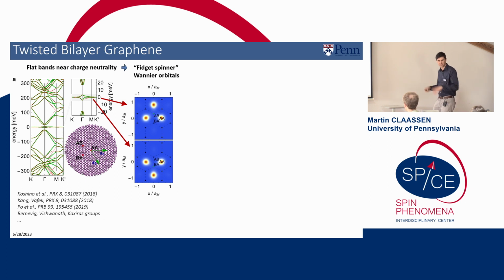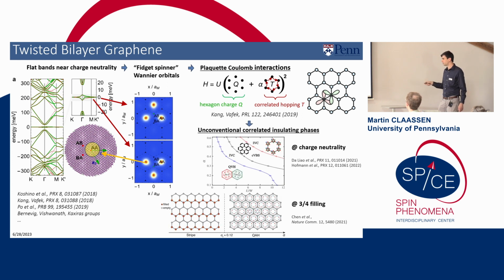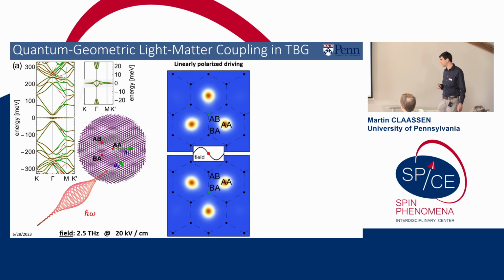So we should imagine that this is actually a pretty sizable effect. And just a quick crash summary of the low energy physics. These lobes are going to sit in the AA regions. The low energy Hamiltonian, by virtue of having extended orbitals, is actually rather extended. It turns out to be a plaquette interaction model, which gives rise to interesting phases that I'll discuss in a second. But let me just get to the immediate ramifications when I drive this with light. This is a 2.5 terahertz excitation at 20 kilovolts per centimeter.